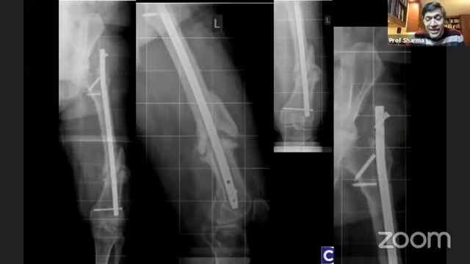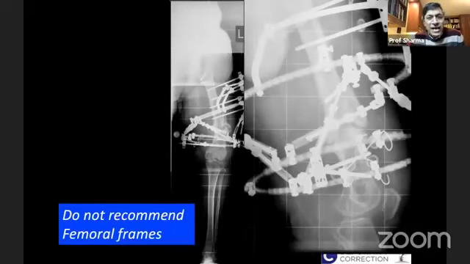Now, normally, I'm not a great fan of femoral frames. I never do. A number of years ago I stopped doing femoral frames because I found that patients are very, very uncomfortable. So I always nail and plate. But this one, I think, needs a frame because you put in a frame, you don't open the non-union site, gradually distract.